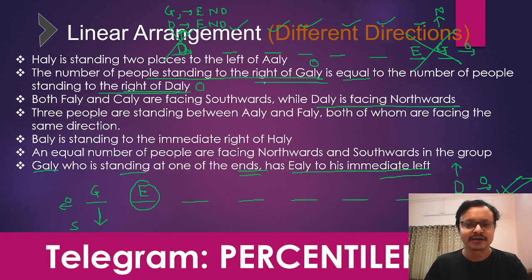Remember, whenever you get a clue like the number of people to the right or left is equal to the number to the right or left, it means they are equidistant from the ends. That means if Galley is at the end, Galley must be at the other end. Also, given that Galley is facing northwards, Galley will have to face in the opposite direction, that is southwards, because the number of people to the right of Galley is same as the right of Galley. So both the people to the right, the count is same, which means that can only happen if they are facing opposite direction. As you can see, if Galley is facing the south direction, to his right, he has 0 people. Galley is facing this direction, which means he again has 0 people to his right.